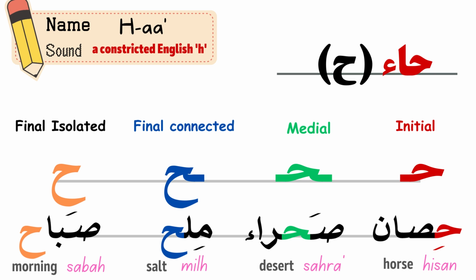The letter ha. Word حصان shows the initial form of the ha. Word صحراء shows the medial form of the ha. Word ملح shows the final form connected of the ha. And word صباح shows the final form isolated of the ha.